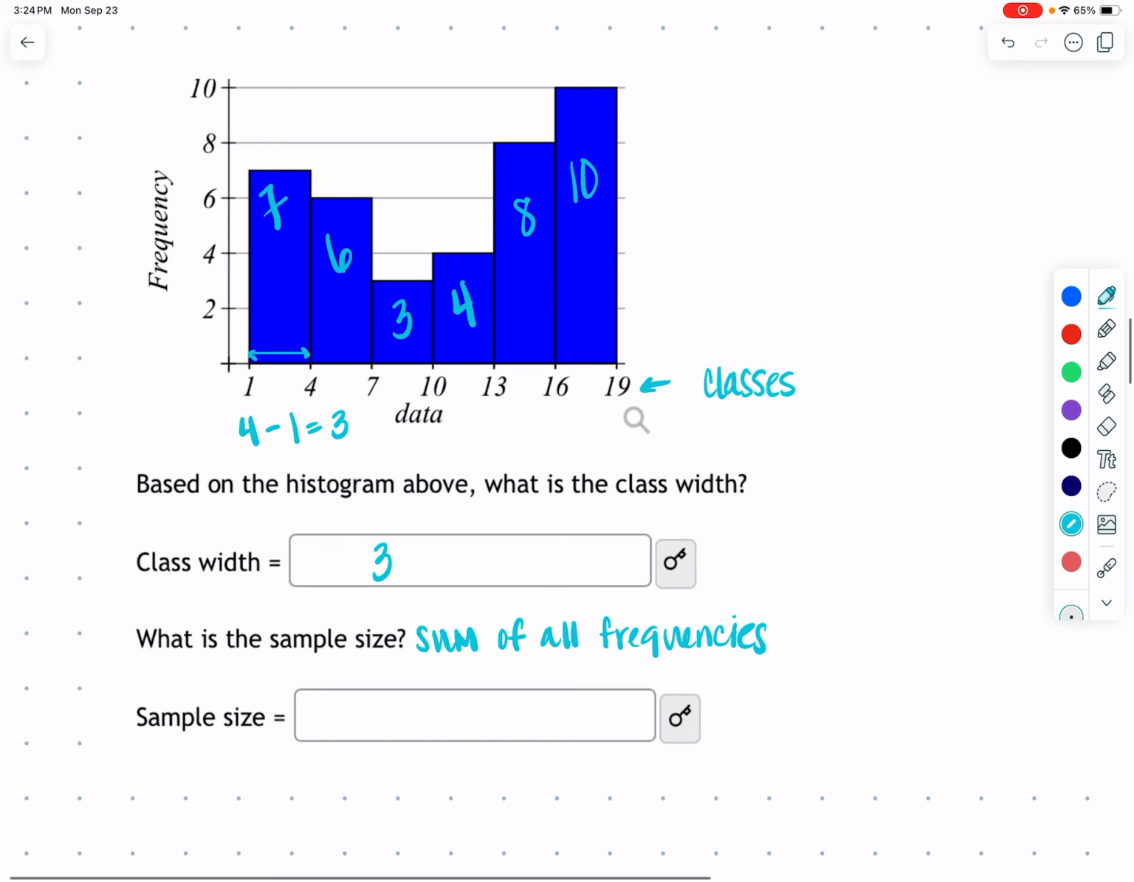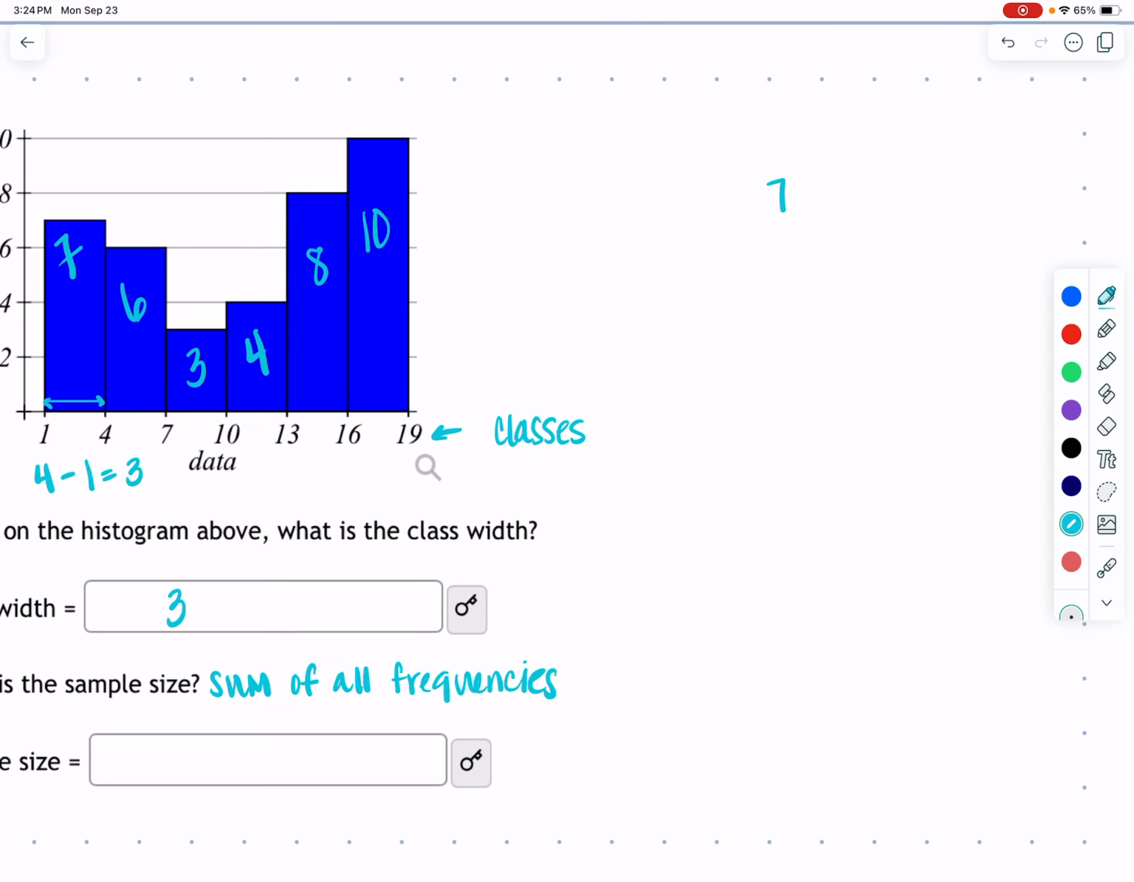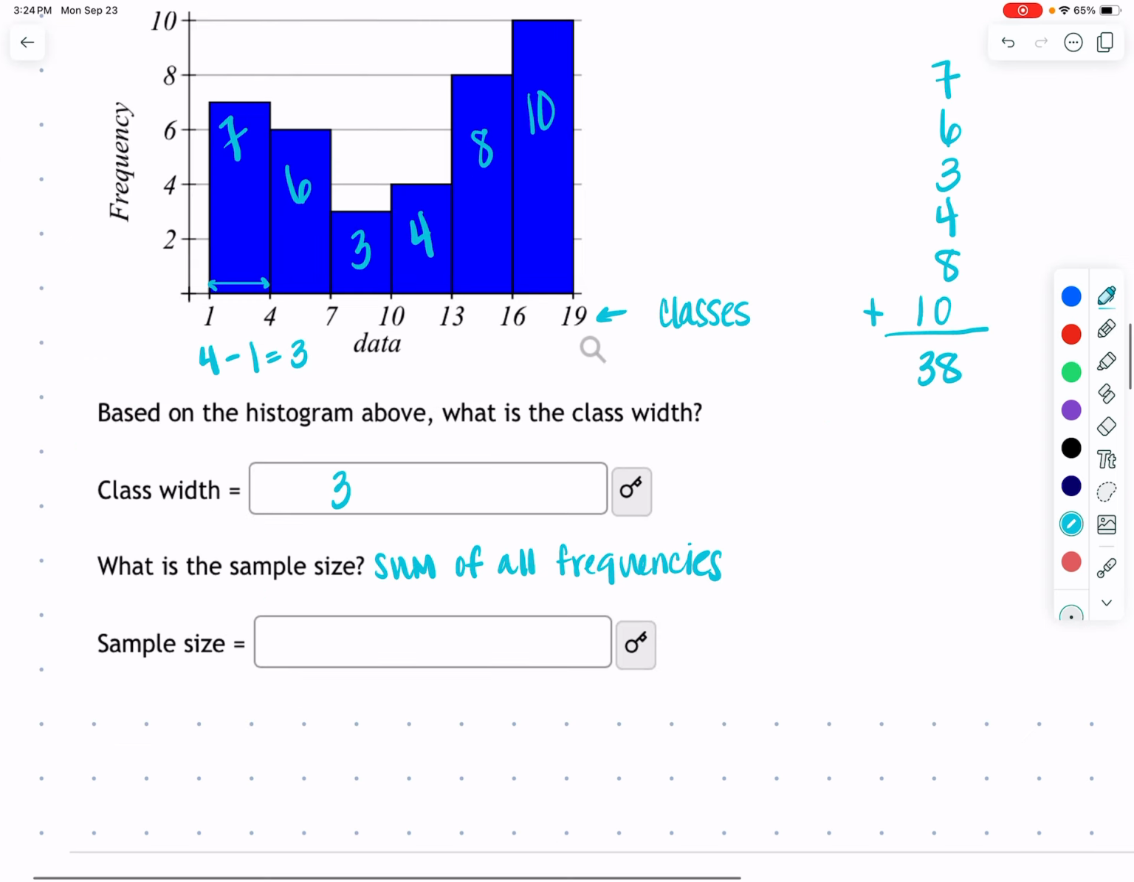So those numbers that I wrote on the blue rectangles, I'm going to add them up. So we need 7 and 6, that's 13. And 3 is 16. And 4 is 20. And 8 is 28. And 10 is 38. So the sample size for whatever study this is was 38.